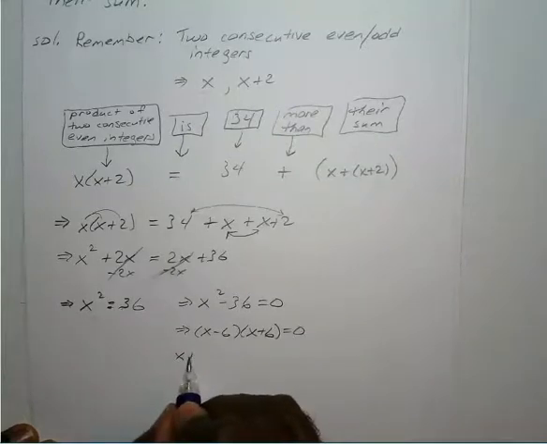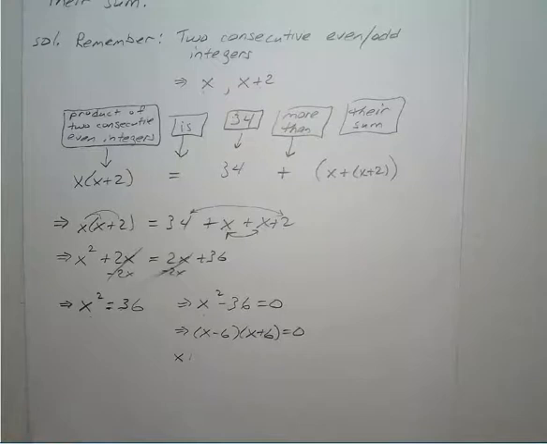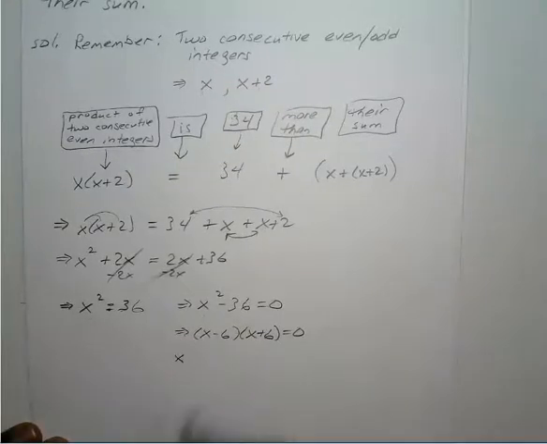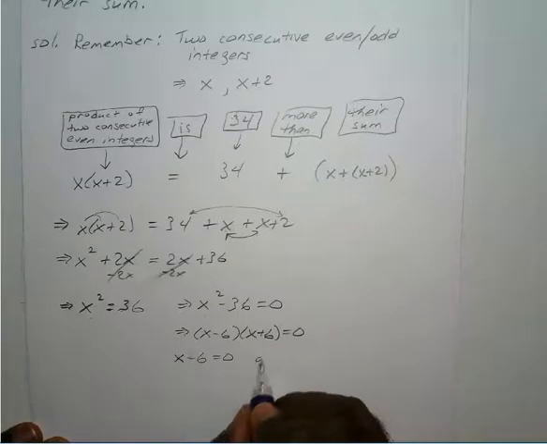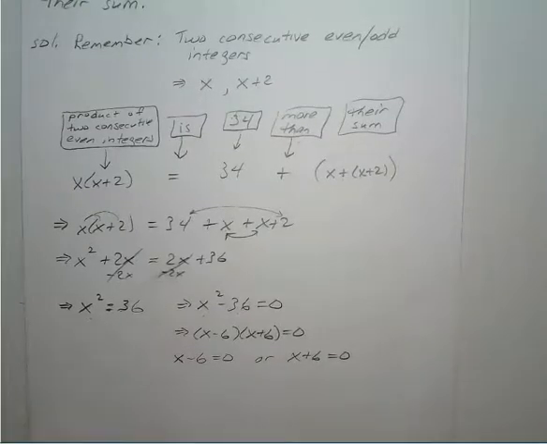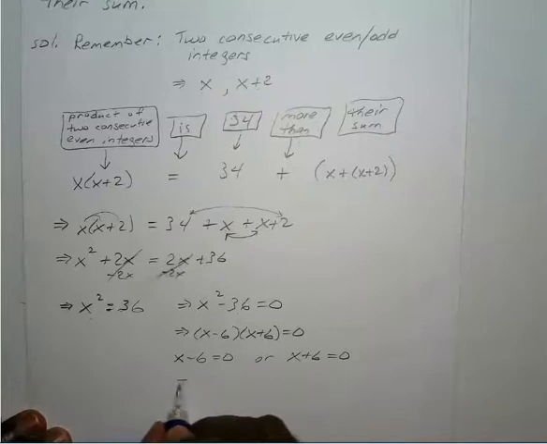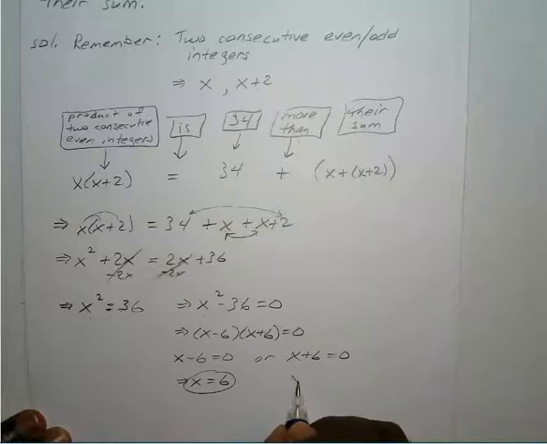So you have x minus 6. I'll do that one first since that appears first in our problem. So x minus 6 equals 0, or x plus 6 equals 0. Alright, so if we add 6 to both sides here, you get x equals 6. And if we subtract 6 from both sides here, we have x equals negative 6.